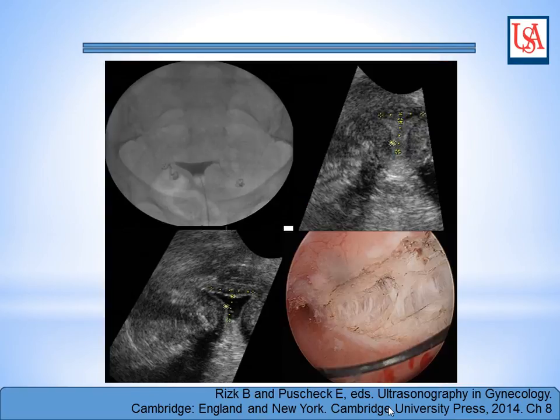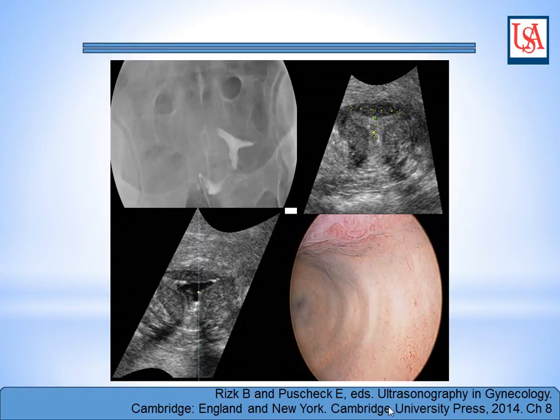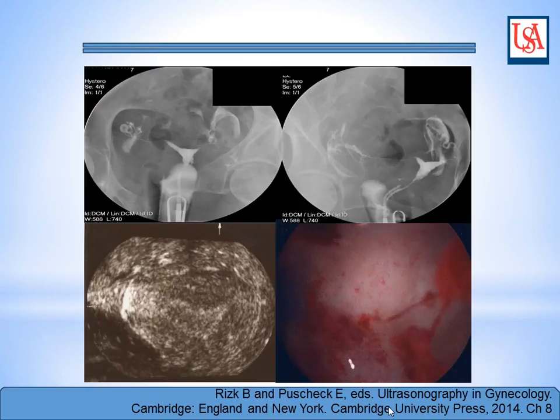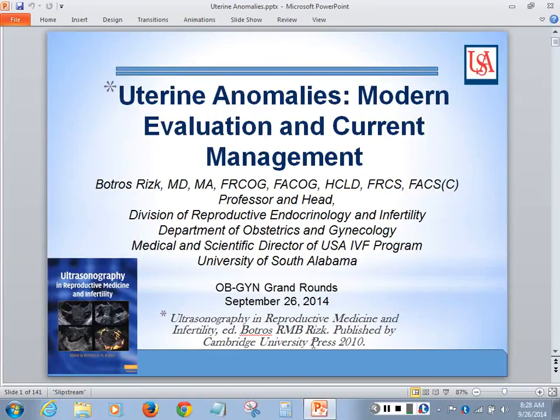Normal arcuate, almost normal HSG, arcuate on 3D ultrasound, arcuate on 3D saline, and then septum, and the same here, 6 millimeter arcuate uterus, and then septum there. And then final one, showing you the two sides are not the same. Okay, so let me do that. Let me escape.